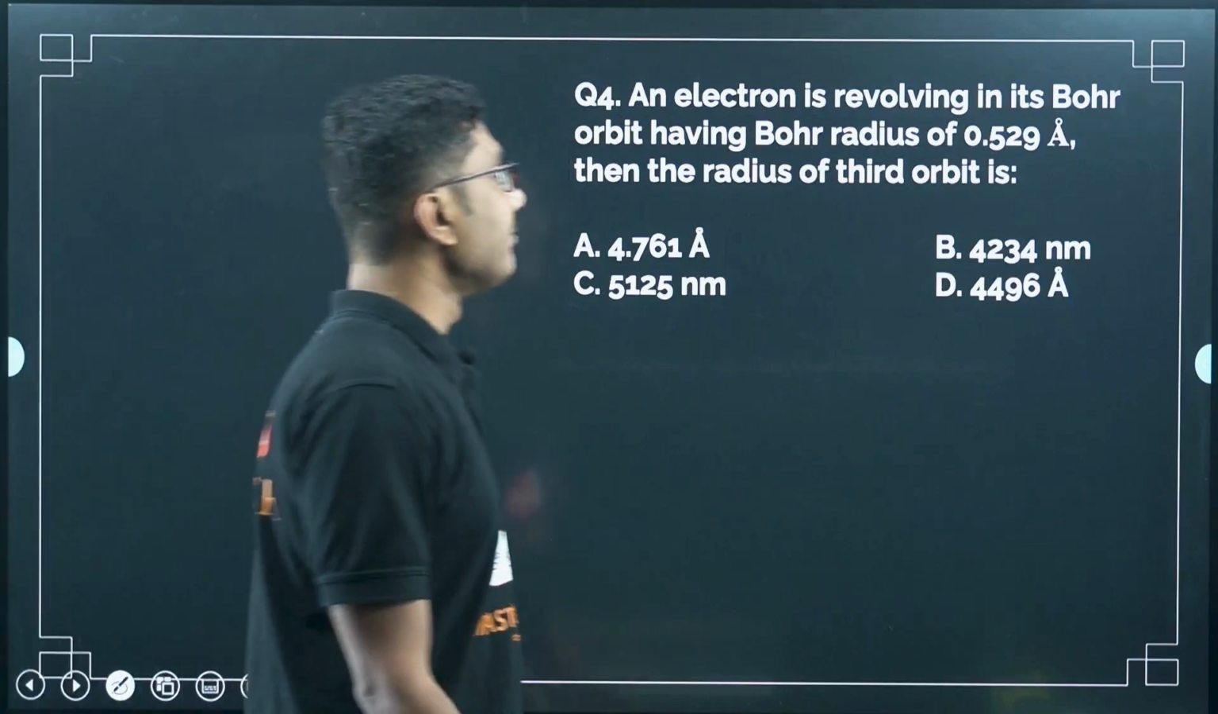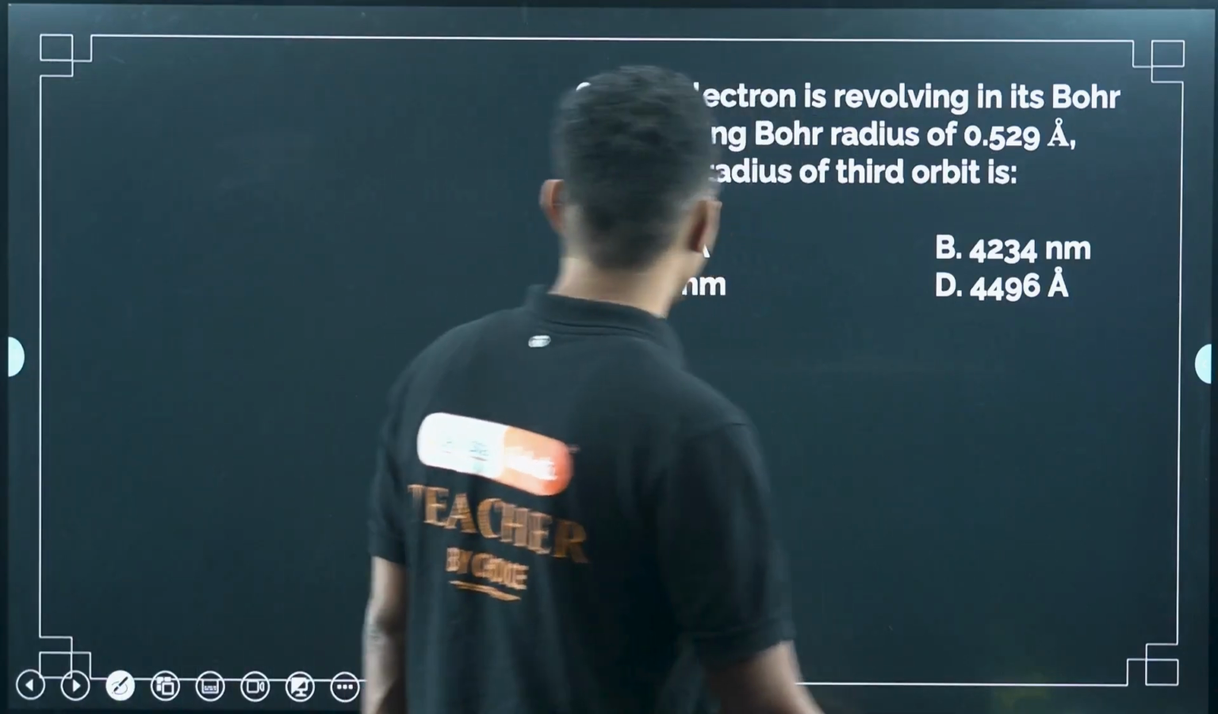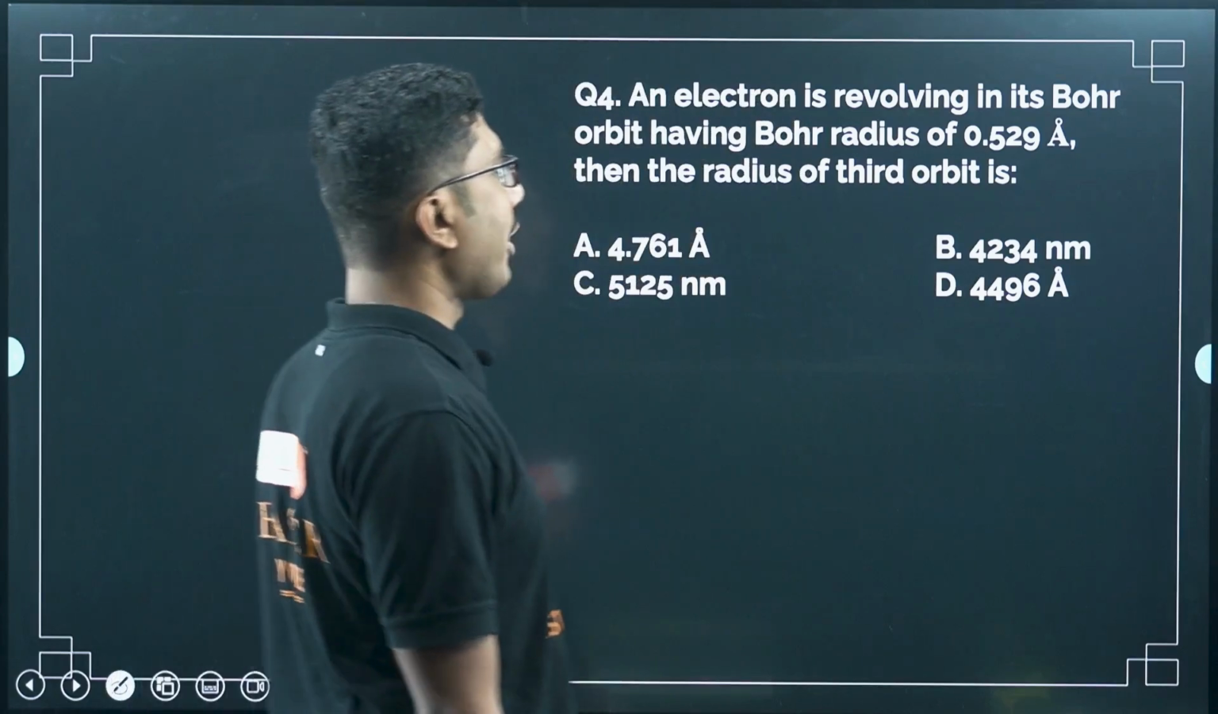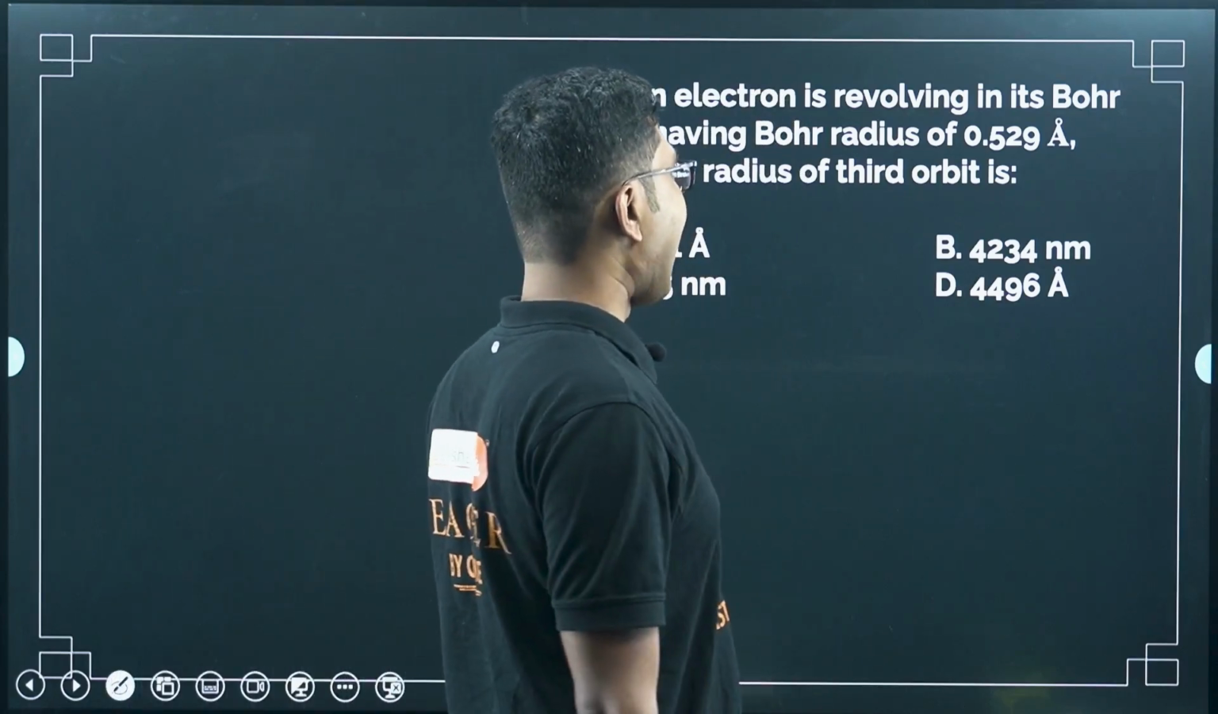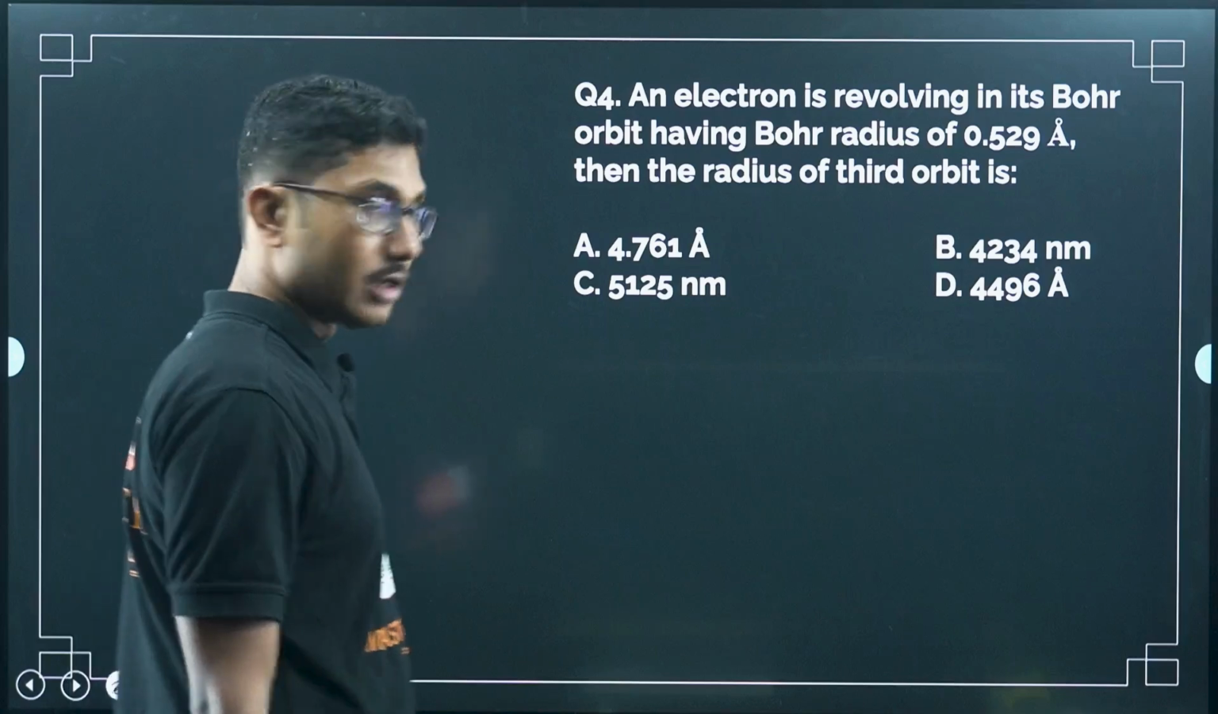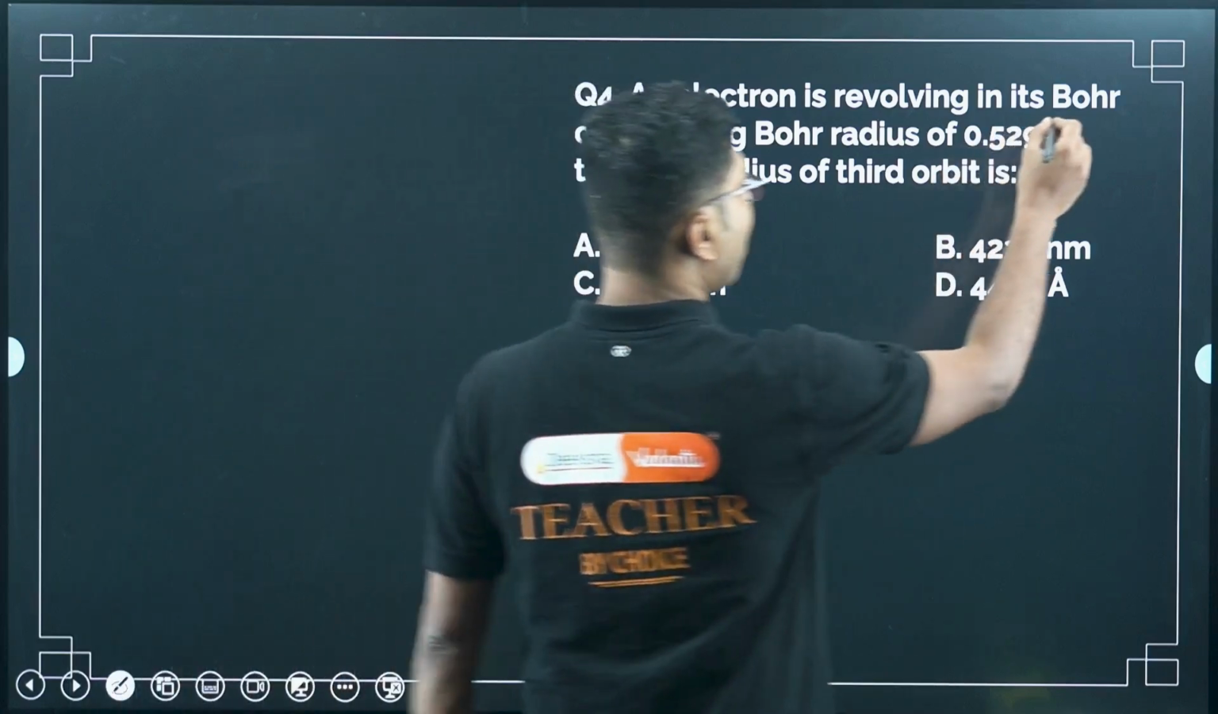An electron is revolving in its Bohr orbit having Bohr radius of 0.529 angstrom. Then the radius of the third orbit is. Now first of all, what is Bohr radius?